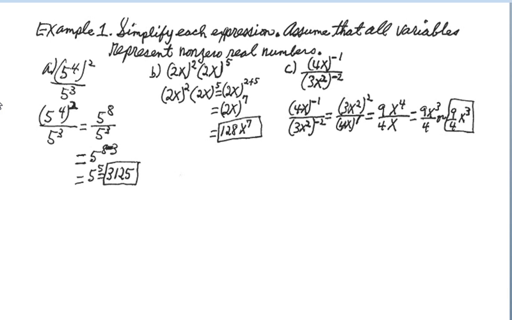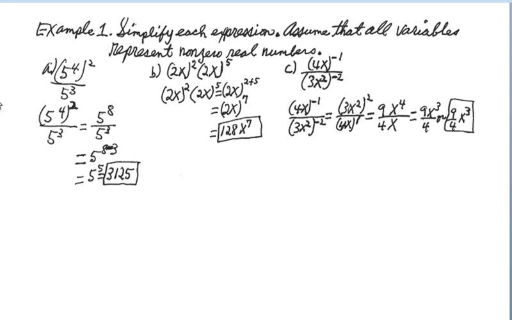B. 2x to the 2nd power times 2x to the 5th power. Well, in this case, we have two powers that have the same base being multiplied. So we should be able to keep the base and add the exponents. Therefore, this becomes 2x to the 2 plus 5 power, which is 2x to the 7th power, which is 2 to the 7th power times x to the 7th power. 2 to the 7th power becomes 128. x to the 7th power becomes x to the 7th. So final answer, 128x to the 7th power.